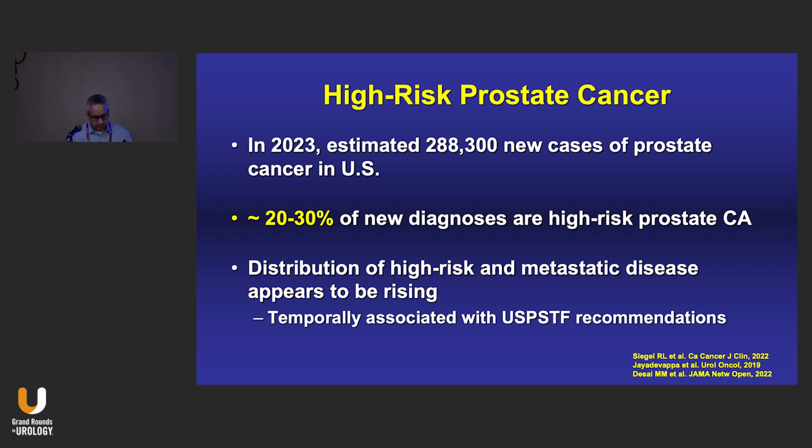So let's start with the first of these, defining high-risk prostate cancer. If you look at the American Cancer Society, the statistics are in 2023, there's going to be about 290,000 new cases of prostate cancer diagnosed, and about 20 to 30% of these new diagnoses are going to be high-risk prostate cancer. It appears that the distribution of high-risk prostate cancer and metastatic disease is increasing. It's been postulated that some of this may be due to the 2012 to 2018 USPSTF recommendations about screening or not screening for prostate cancer, and therefore the resultant effects of that.